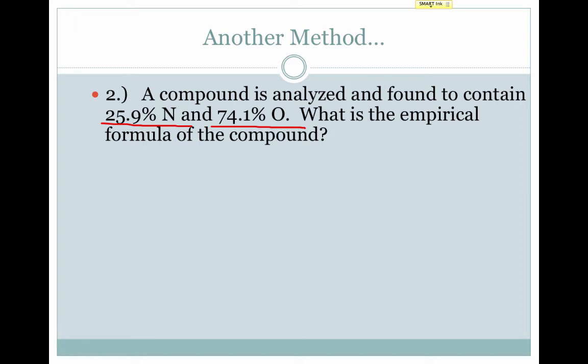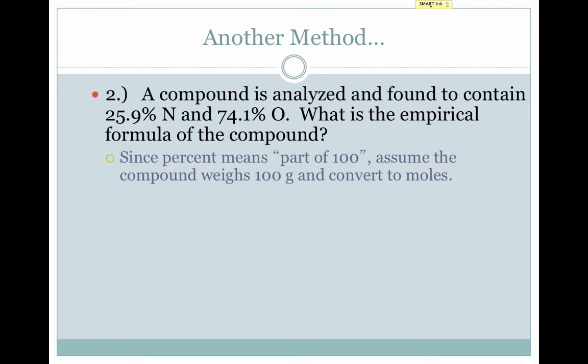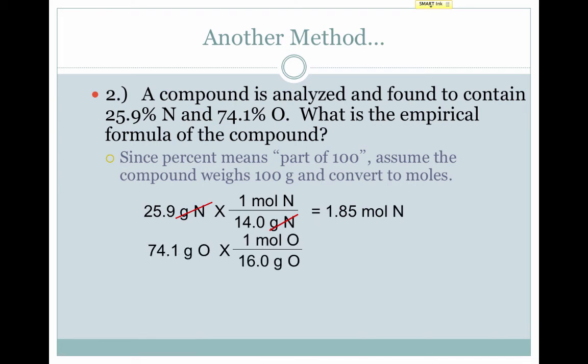So let's just assume we have 100 grams of the sample. That will make our math really easy. In 100 grams, we would have 25.9 grams of nitrogen and 74.1 grams of oxygen. So, again, we're going to convert to moles using the conversion factor. And we find that we have 1.85 moles of nitrogen, and we have 4.63 moles of oxygen.